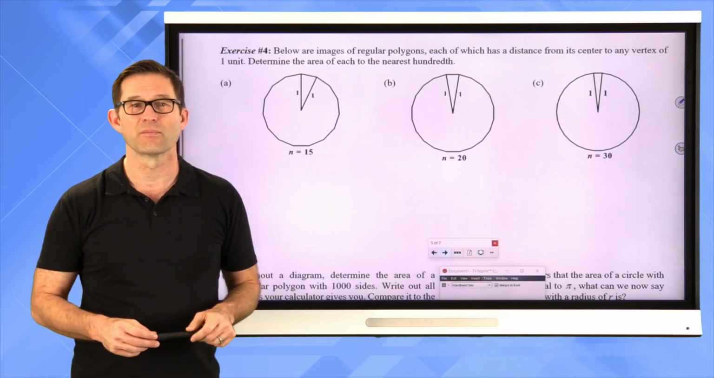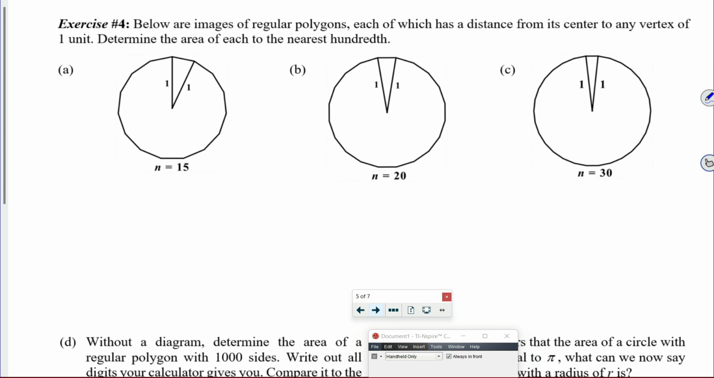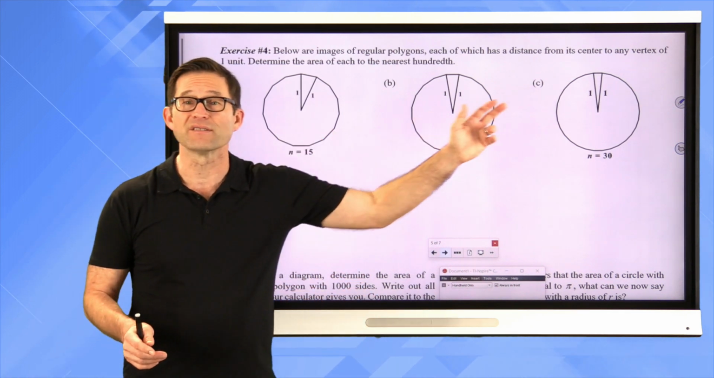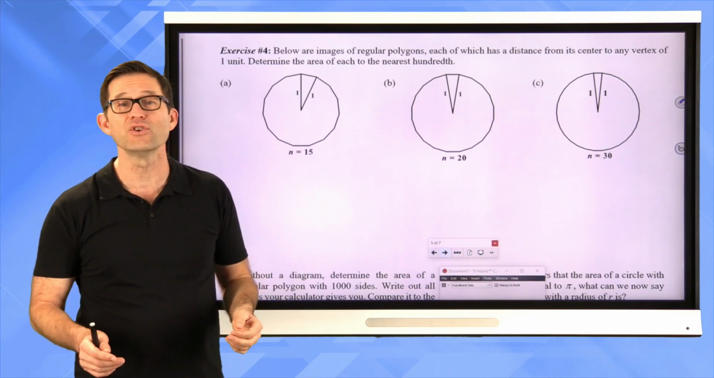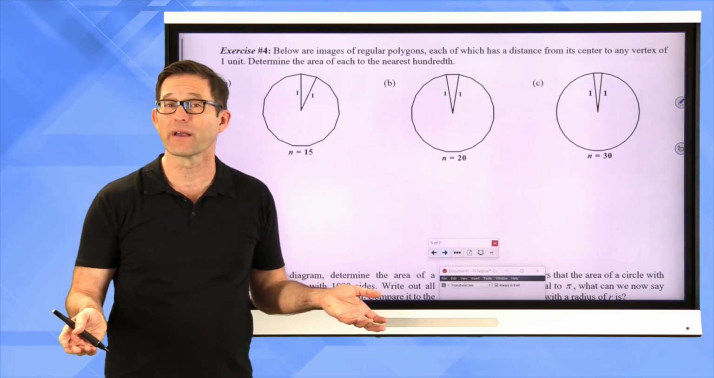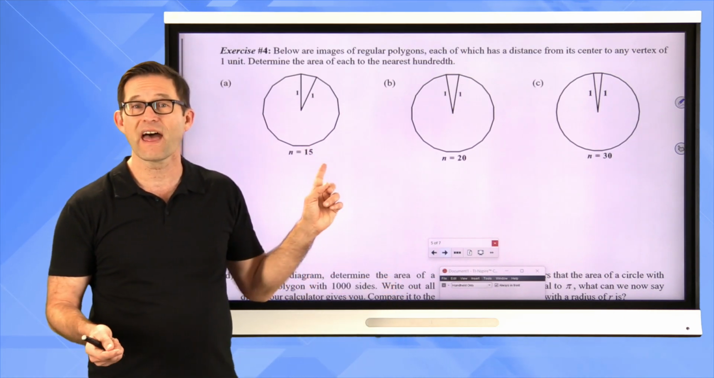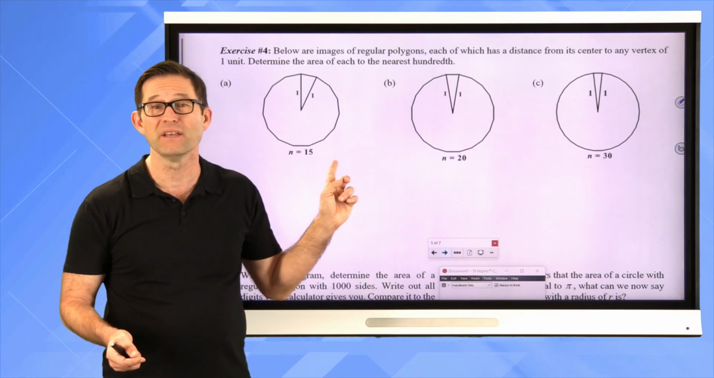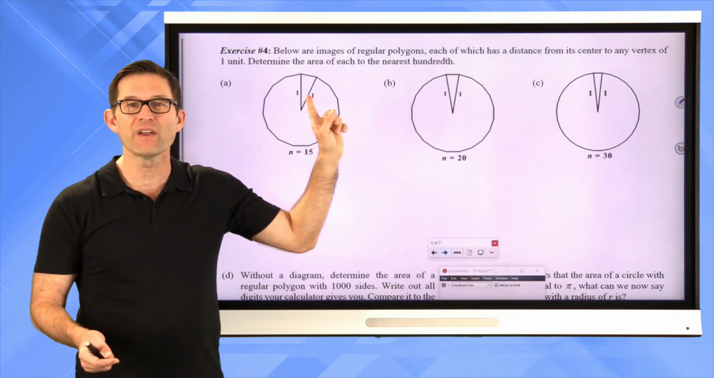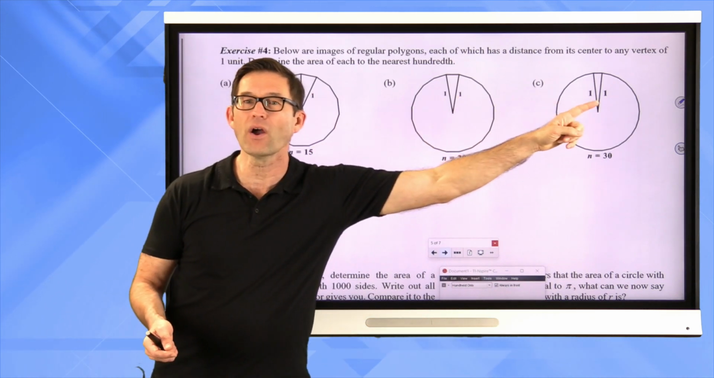Let's take a look at exercise number 4. Below are images of regular polygons, each of which has a distance from its center to any vertex of 1 unit. Determine the area of each to the nearest hundredth. Now, as you saw, the real key is, in every case, we're going to slice up these regular polygons into a bunch of isosceles triangles, right? And we're going to have as many isosceles triangles as we do side lengths. This one's going to have 15 pieces, this one's going to have 20, this one's going to have 30, right? We just have to be able to figure out what that angle is. That's the only hard part, right?